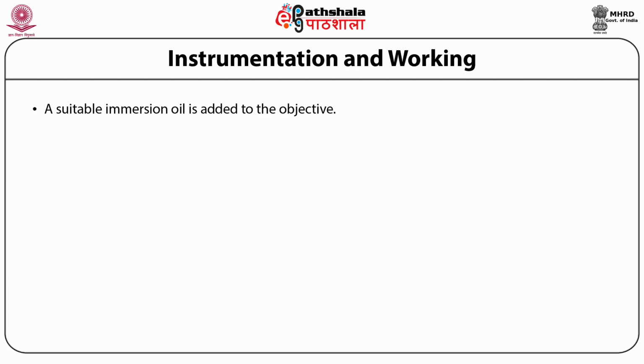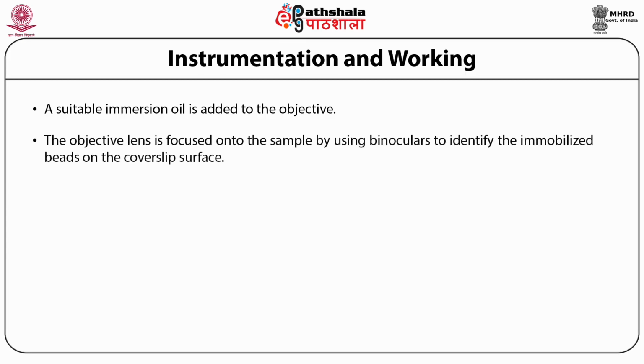Objective: a flow chamber with surface immobilized fluorescent microspheres on a cover slip is prepared and placed onto the microscope stage. The objective lens is focused onto the sample by using binoculars to identify the immobilized beads on the cover slip surface.